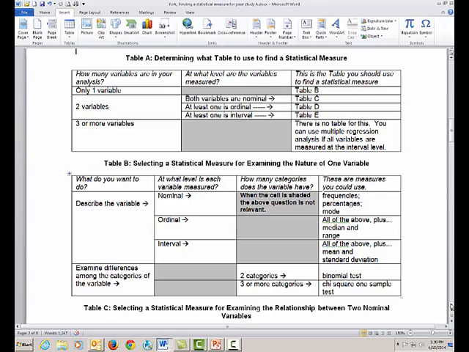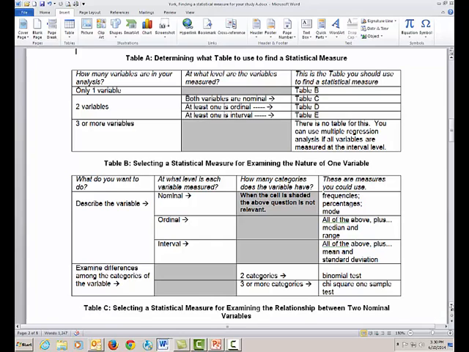It says selecting a statistical measure for examining the nature of one variable. If you'll look at that one, you will see, for example, if you want to describe the variable and it's nominal, you can go all the way to the right and see that you can use frequencies, percentages, or mode to describe one variable that is measured at the nominal level.